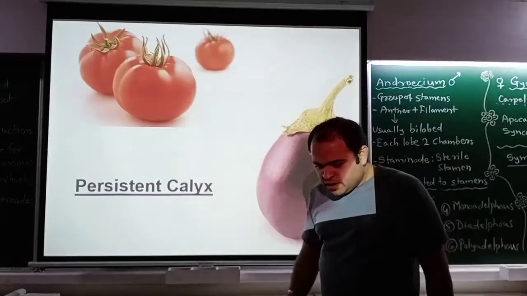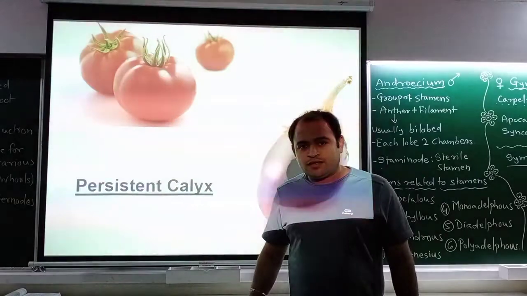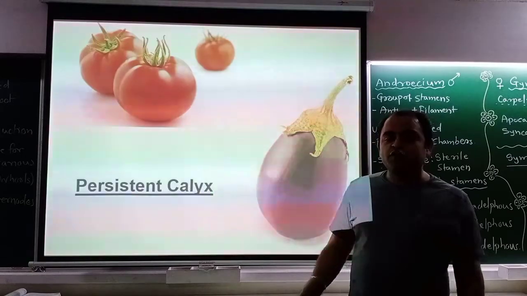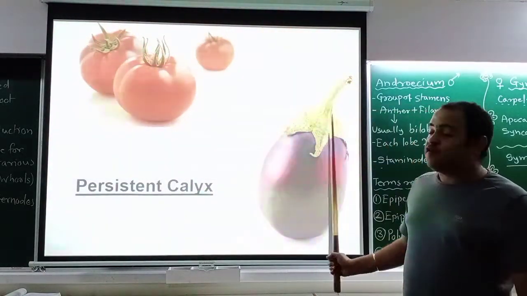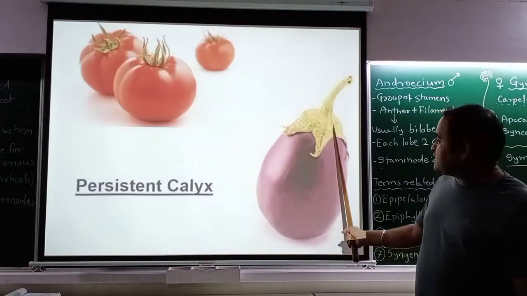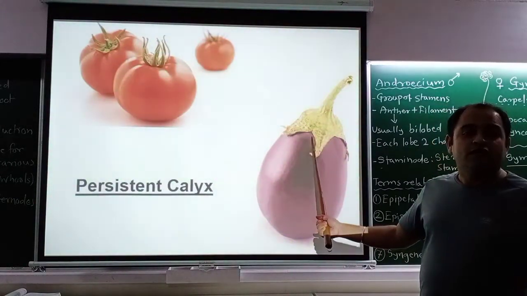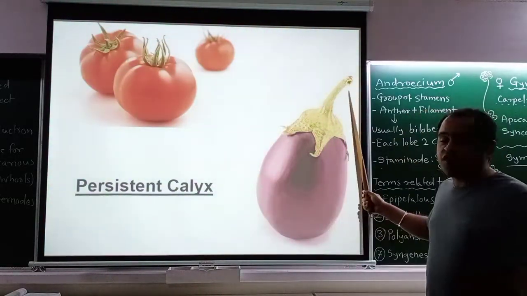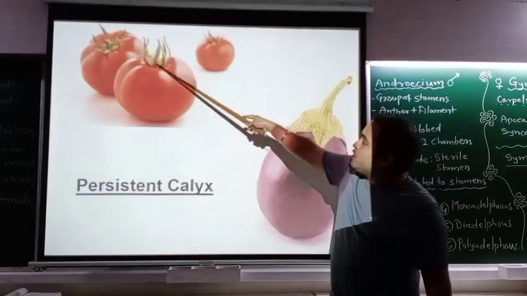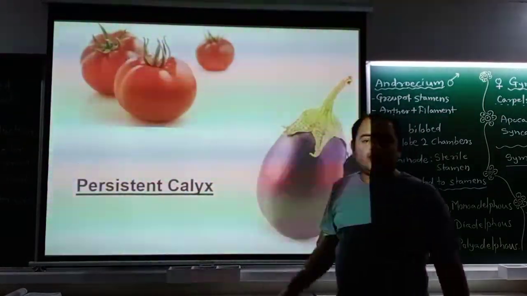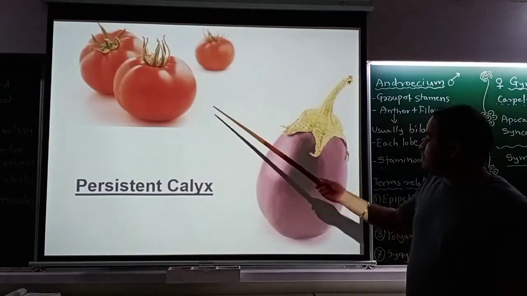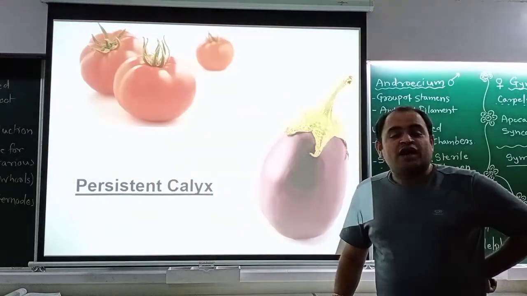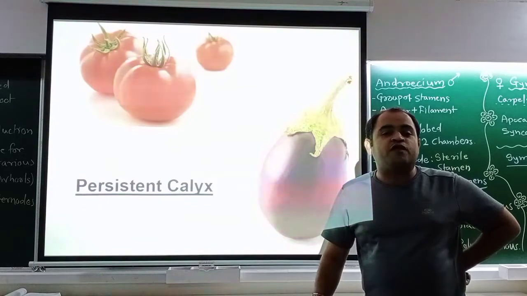Now I can say about persistent calyx. There are so many types like pappus calyx and other things, but this persistent calyx I am going to say because even after formation of fruit, the calyx remains attached to the original stem. Now this is the attachment point for brinjal. This is the attachment point for tomatoes. So both of them belong to the family Solanaceae. Now this becomes a typical peculiar character for family Solanaceae.